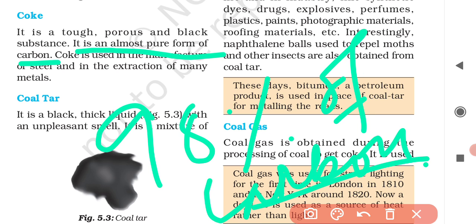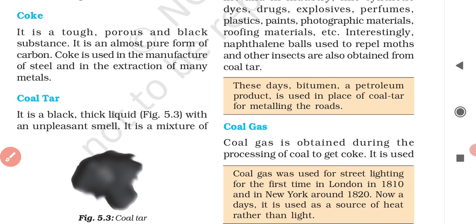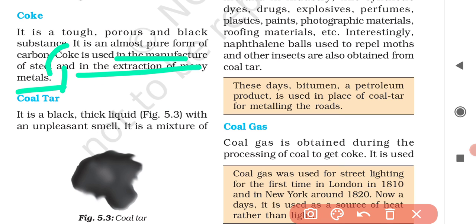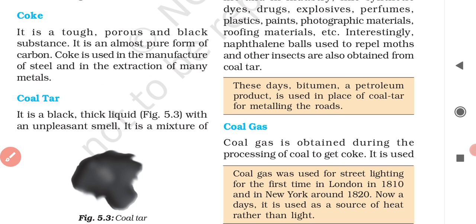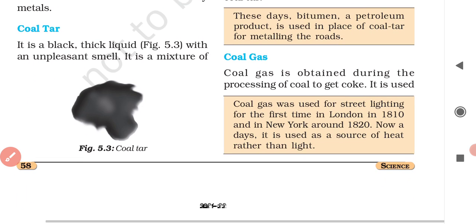Okay, 98% of carbon is present in coke. What is the use of coke then? It is used in the manufacture of steel and in the extraction of many metals. Coke is used in the manufacture of steel, and it is also used for the extraction of many other metals. Clear? Next we'll move to coal tar.